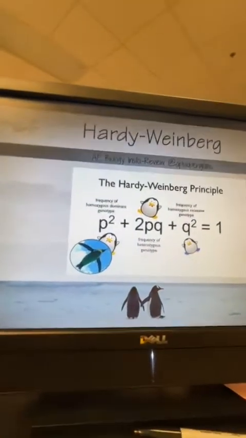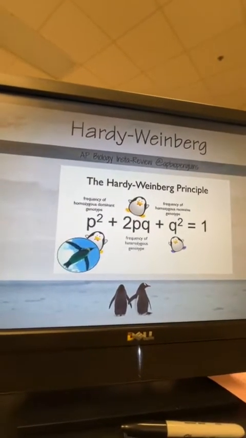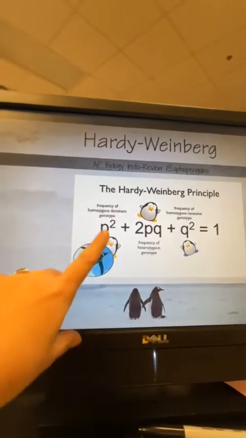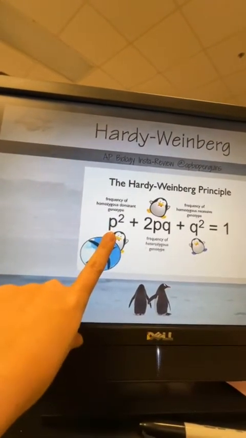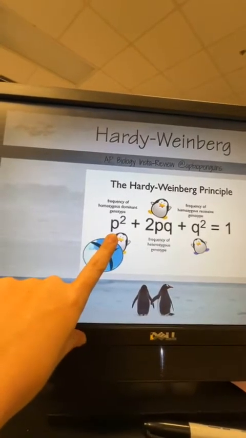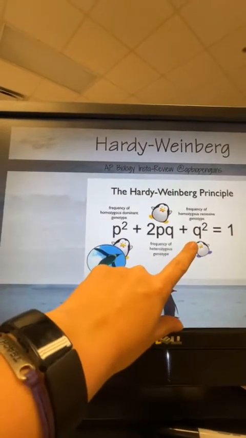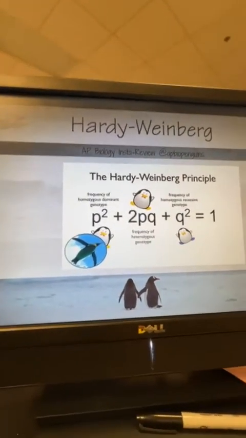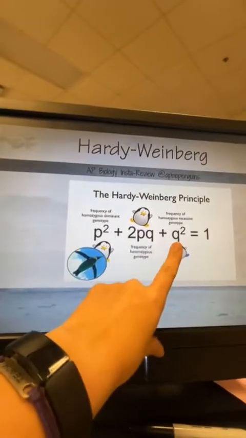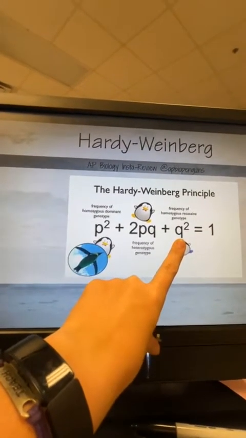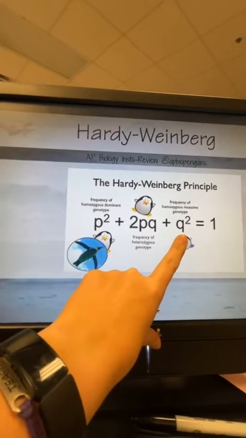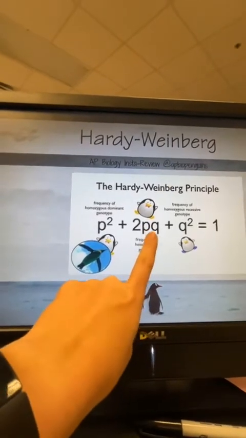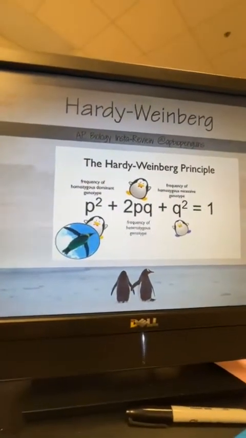P represents your dominant allele. If you have trouble remembering that, a P is just an upside down D. If I have 2 of my dominant alleles, that means I'm homozygous dominant, so p squared represents homozygous dominant. Q represents your recessive allele, and the tail of a Q looks like an R, which helps you remember recessive. If you have 2 recessive alleles, you're homozygous recessive, so q squared represents the frequency of the homozygous recessive. And 2pq, with 1 dominant and 1 recessive allele, represents your heterozygous individuals.